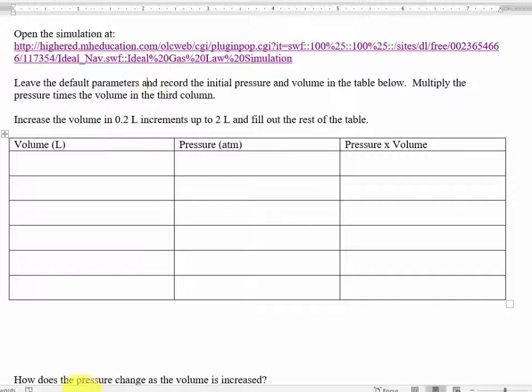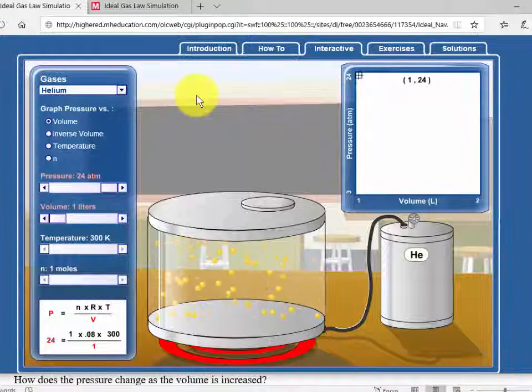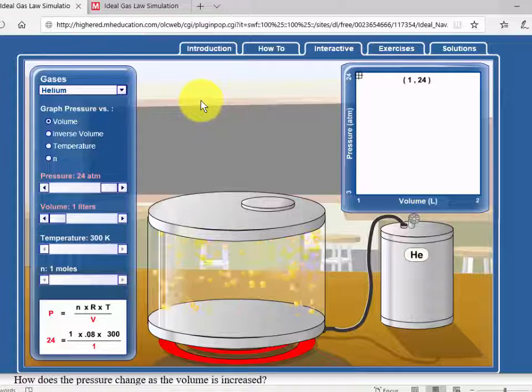So what we're going to do is we're going to go to this guy right here. I had to use Microsoft Edge to get this to work, not something I do every day. And what it does is it says, okay, take a look at this guy, and we're going to mess around with the volume, and we're going to change the volume by 0.2 liter increments all the way up to 2 liters.